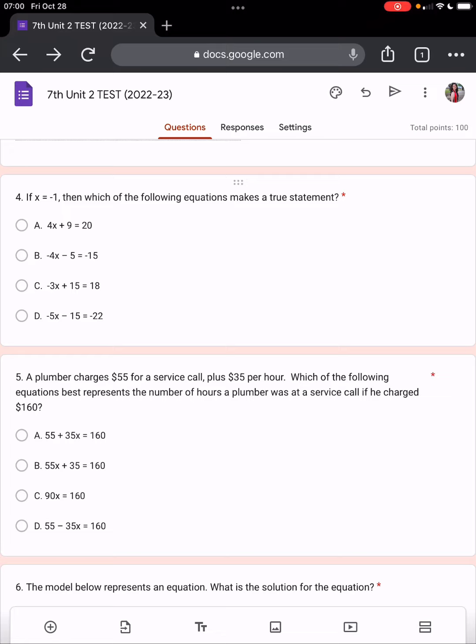Number 4. If x is equal to -1, then which of the following equations makes a true statement? A. 4x plus 9 is equal to 20. B. -4x minus 5 is equal to -15. C. -3x plus 15 is equal to 18. D. -5x minus 15 is equal to -22.